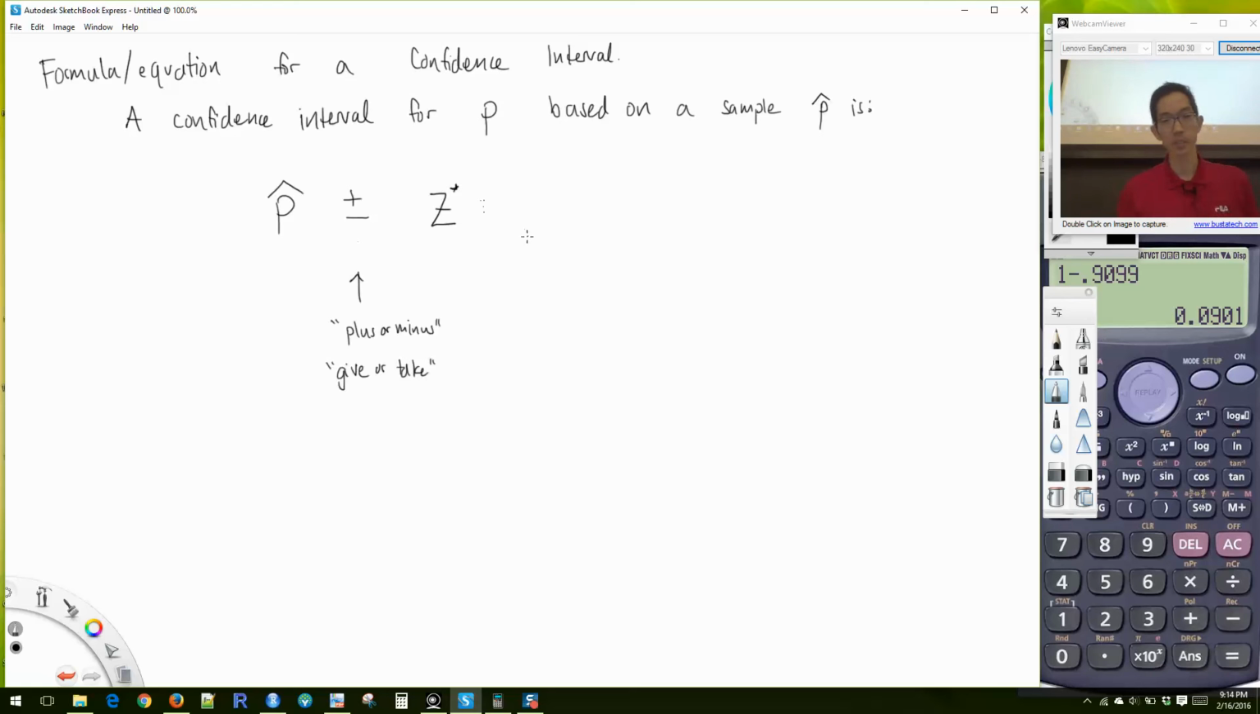we have what we call a z star times the square root of p hat times 1 minus p hat over n. This looks very similar to the standard deviation when we were dealing with sampling distributions, but we have p hats and not p's. So notice the p hats. I'm going to label these other pieces. Z star is called the critical value.